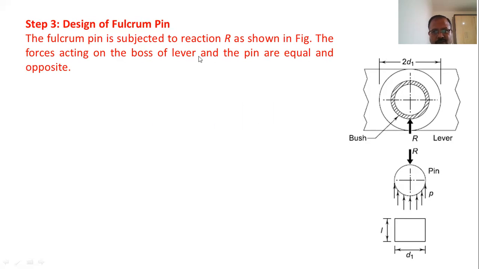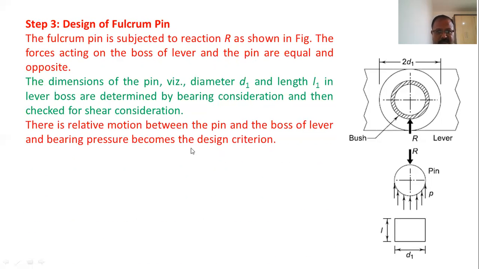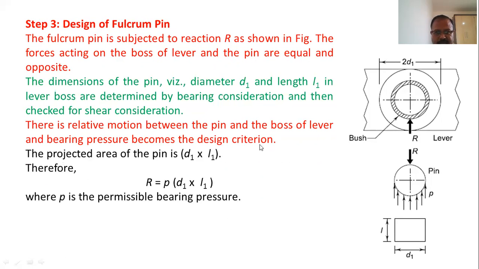The forces acting on the boss of the lever and the pin are equal and opposite, right? The dimensions of the pin, which are diameter D1 and length L1 in the lever boss, are determined by bearing consideration, because there is relative motion. And once we have calculated the dimensions using bearing consideration, we will check them from shear consideration. There is relative motion between the pin and the boss of the lever, and bearing pressure becomes the design criterion, right? Therefore bearing pressure P is equal to force upon area. Projected area will be D1 into L1, where D1 is the diameter of the pin inside the bush and L1 is the length of the bush.